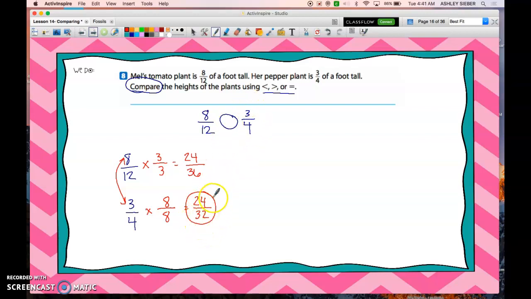So I'm both coloring 24. If I break up a rectangle into 32 pieces and color 24, those pieces are going to be bigger than a rectangle broken into more pieces, 36 pieces. So 24 32nds are bigger than 24 36ths, so therefore 3/4 is bigger than 8/12. So I'm going to come back up here and I'm going to put my symbol showing the alligator chomping the 3/4. 3/4 is greater than 8/12. Or if I read this the correct way, 8/12 is less than 3/4.